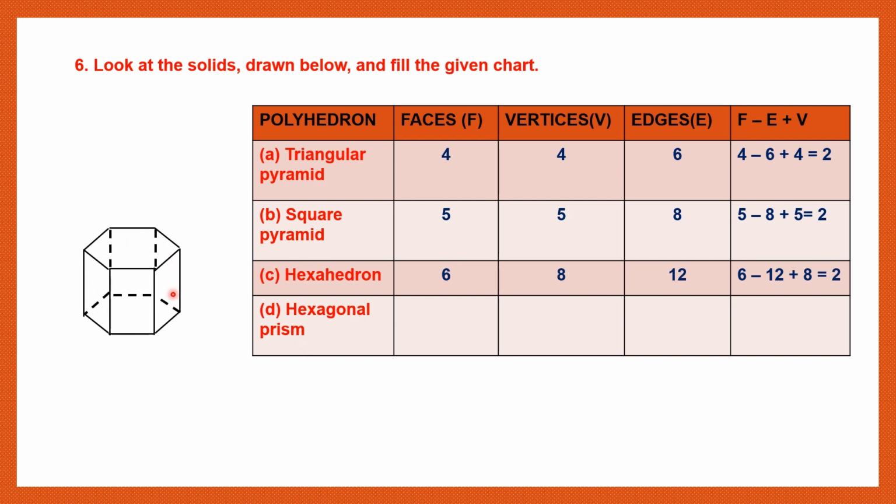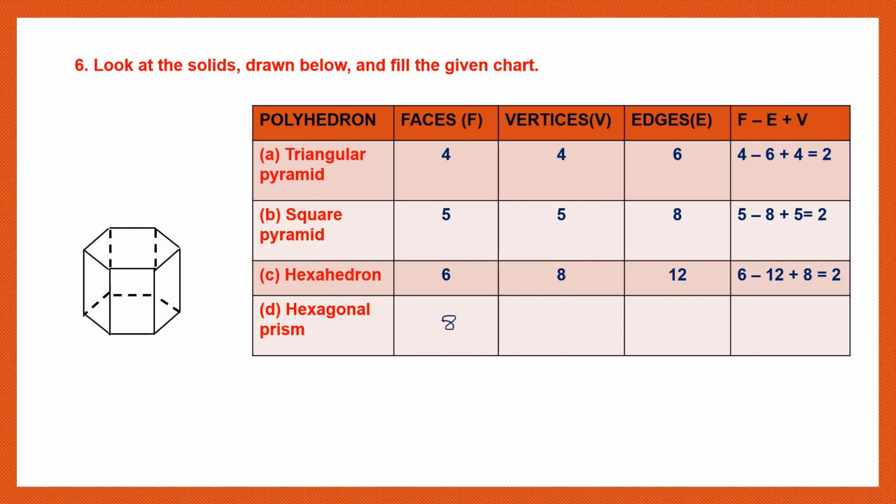Hexagonal prism. Now this is the figure that you can see here. Now let's count the number of faces. 1, 2, 3, 4, 5, 6 faces, and one on top 7 and one at the bottom 8. So totally we have 8 faces here.